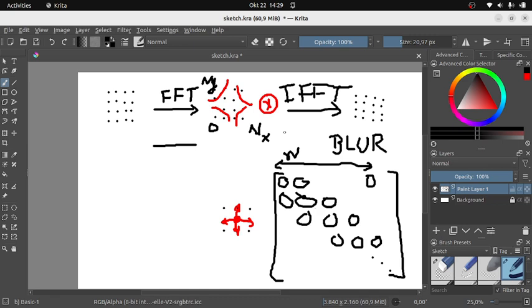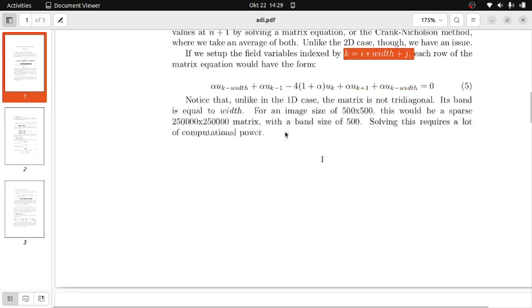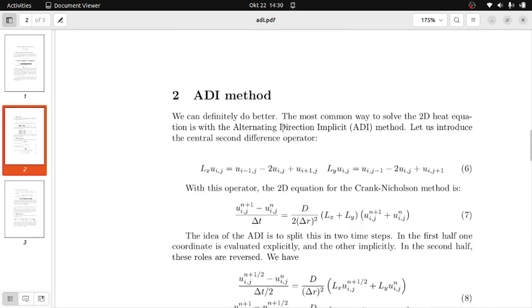It would still be a sparse matrix, but the band would be 500, and this would be much harder to solve than in the 1D case. So when we implement implicit methods in 2D, we have this problem that, unlike in the 1D case, we do not arrive at a tridiagonal matrix, right? So the ADI method is designed to solve exactly this problem.